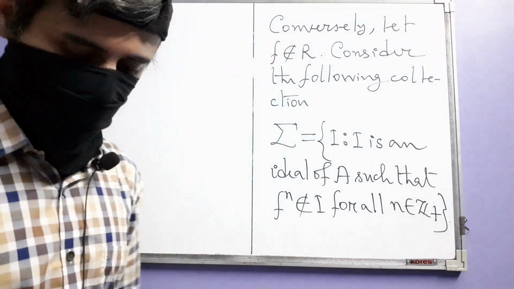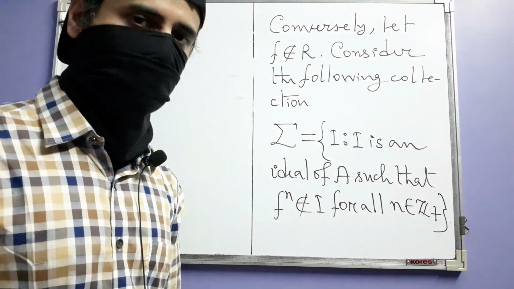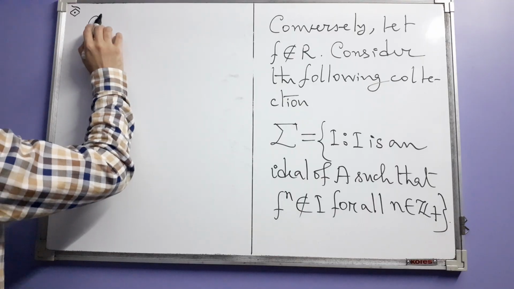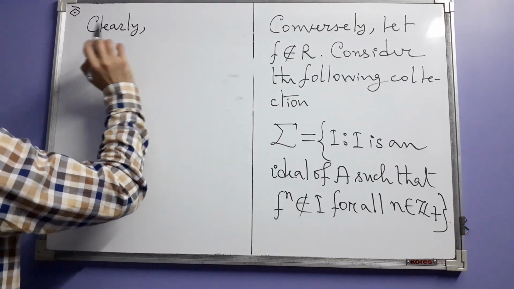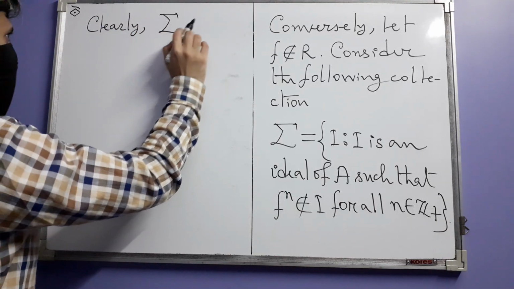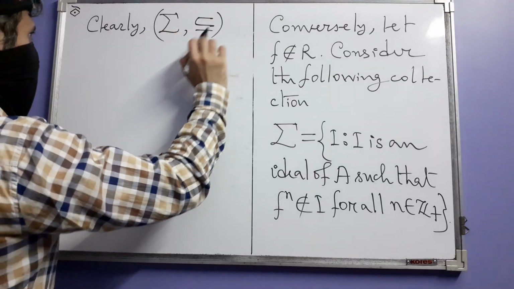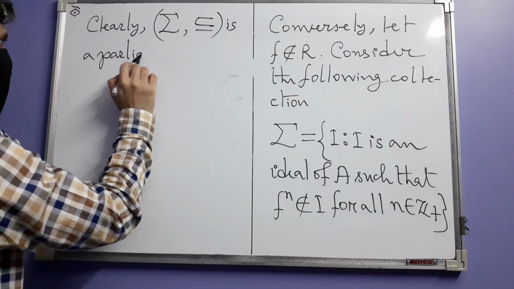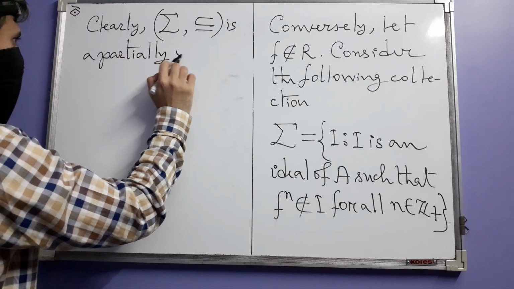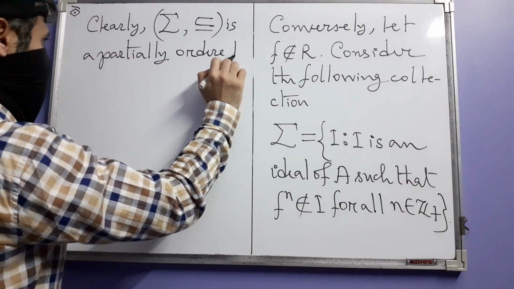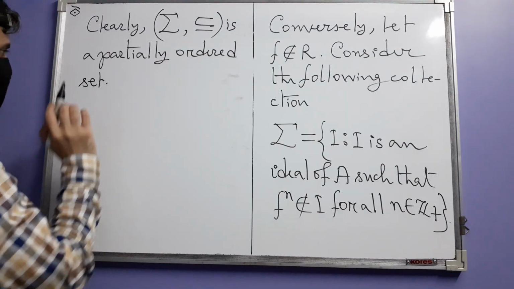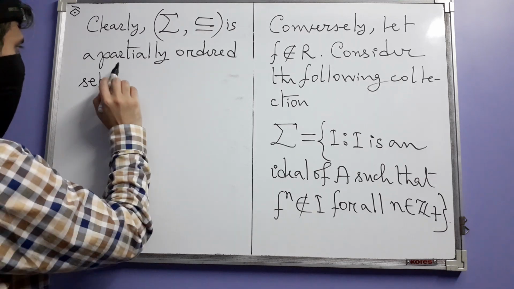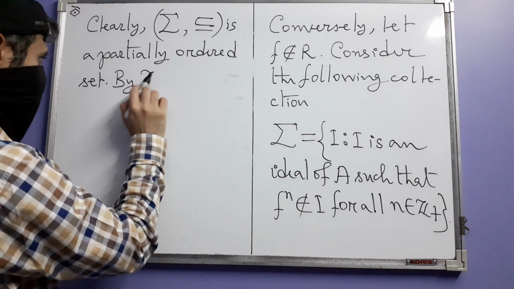Okay. Now obviously sigma is partially ordered by set inclusion. Clearly, this is a partially ordered set, and the authors then directly write, and I am also going to directly write, by Zorn's lemma.